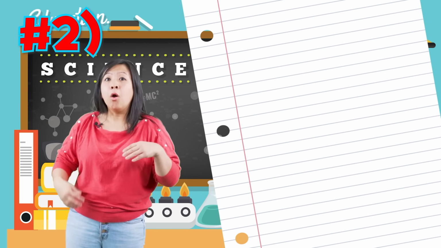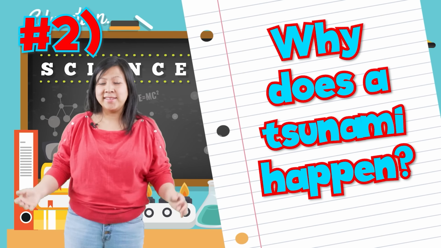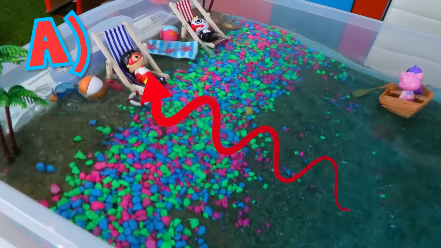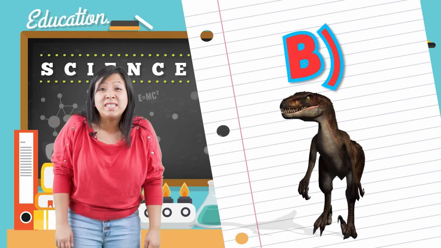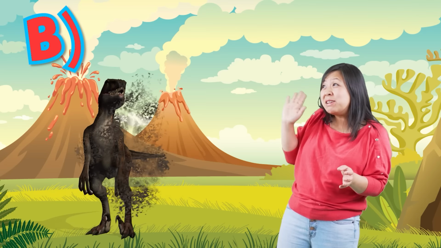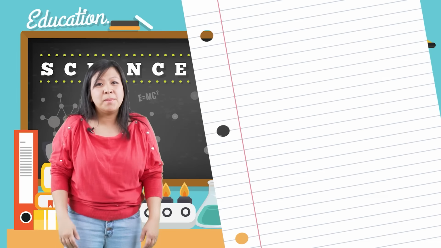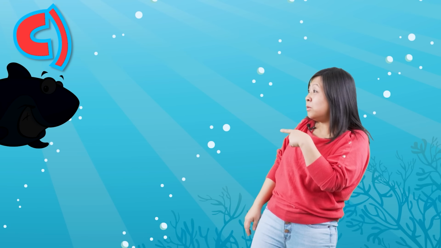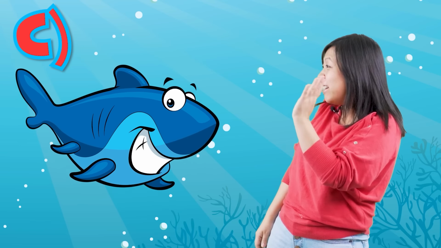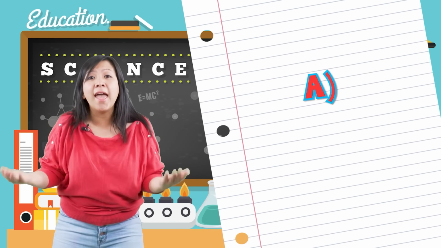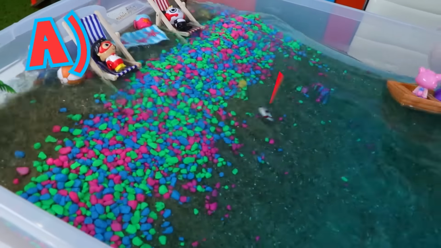Question number two, why does a tsunami happen? Is it because of A, there's a movement of energy through the water? Or is it because B, it makes a dinosaur extinct? Sorry, dinosaur. Or is it because C, there's a giant shark in the water? Look, there's one right now. Oh, it's a friendly shark. Hi, Mr. Shark. Did you guess it? Why does a tsunami happen? It's because A, there's a movement of energy through the water.